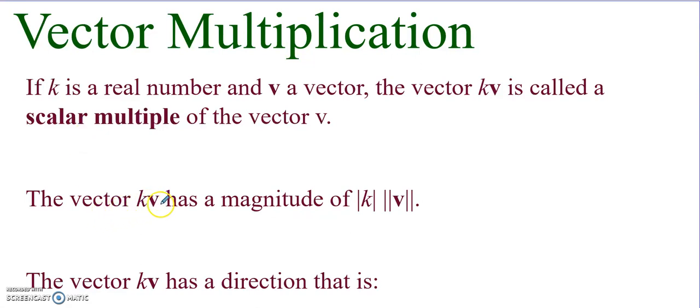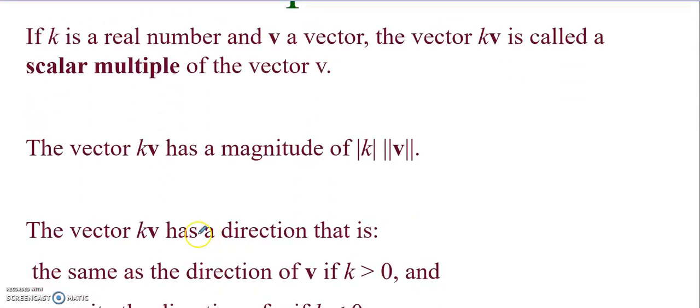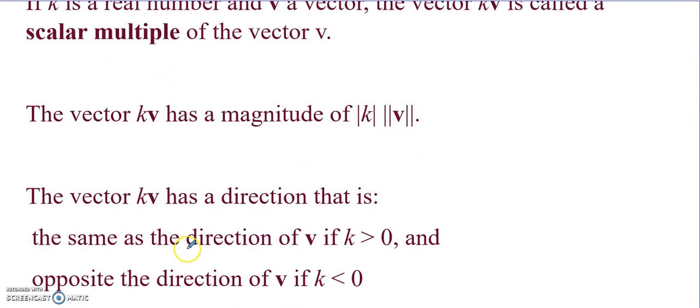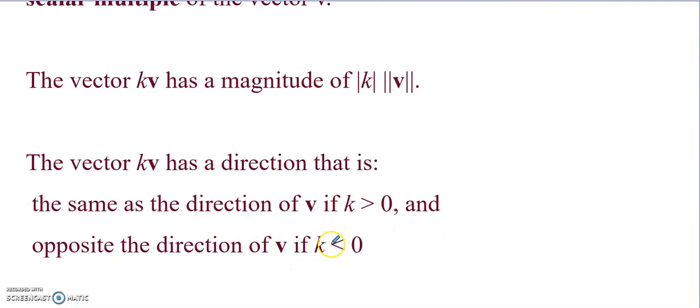So the vector kv has a magnitude of the absolute value of k times the magnitude of v. That should make sense. We need that absolute value because k could be a negative number, but magnitude always has to be a positive value. The vector kv is going to have a direction that's going to be the same as vector v if k is greater than 0, and the opposite of vector v if k is less than 0. So this is where that direction part comes in. If we multiply a vector by a negative number, it changes the direction of the vector.